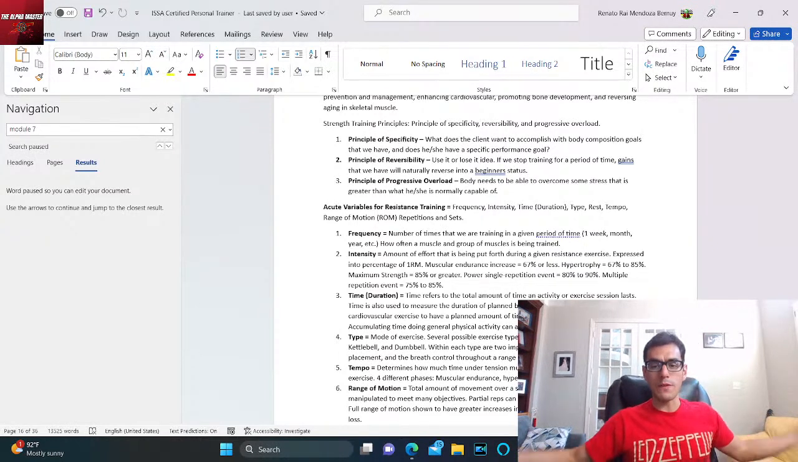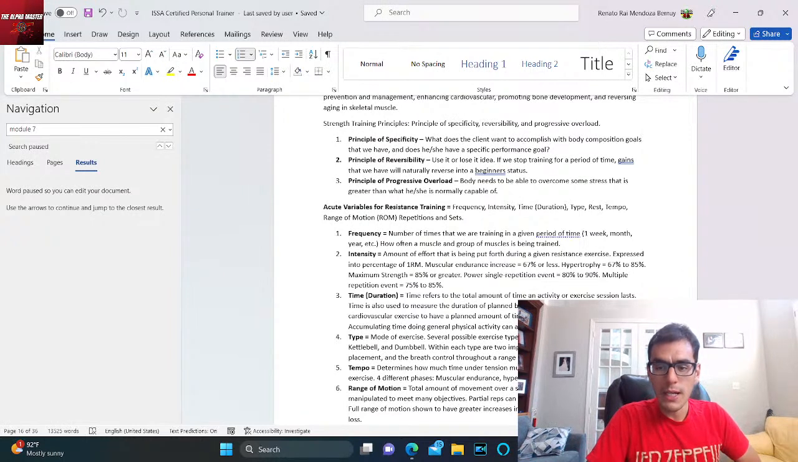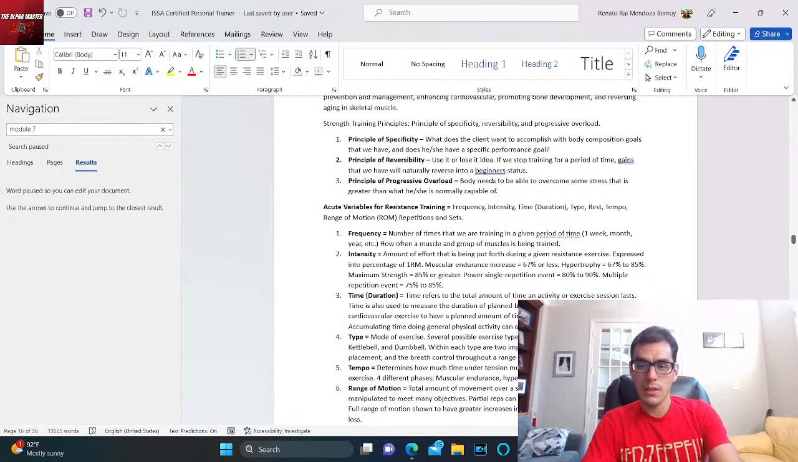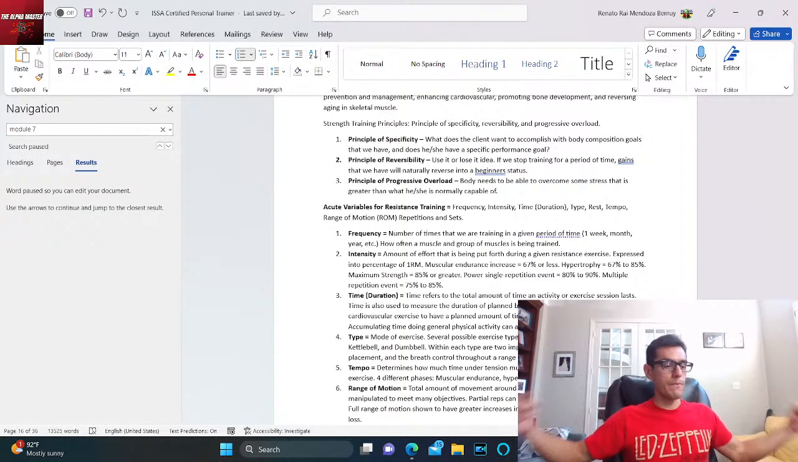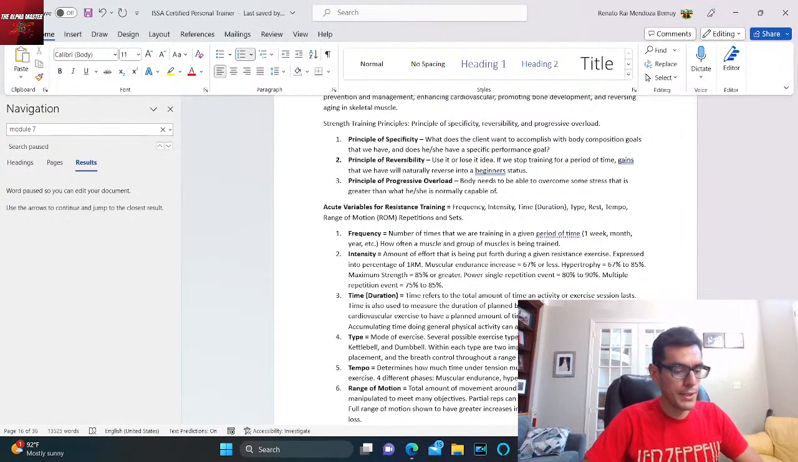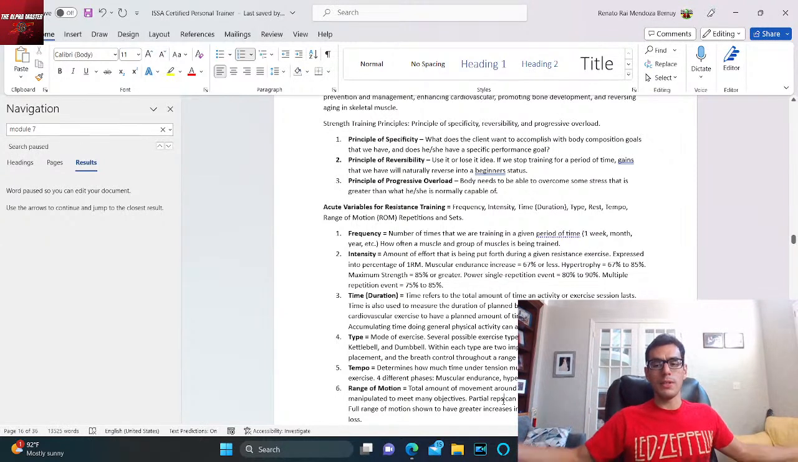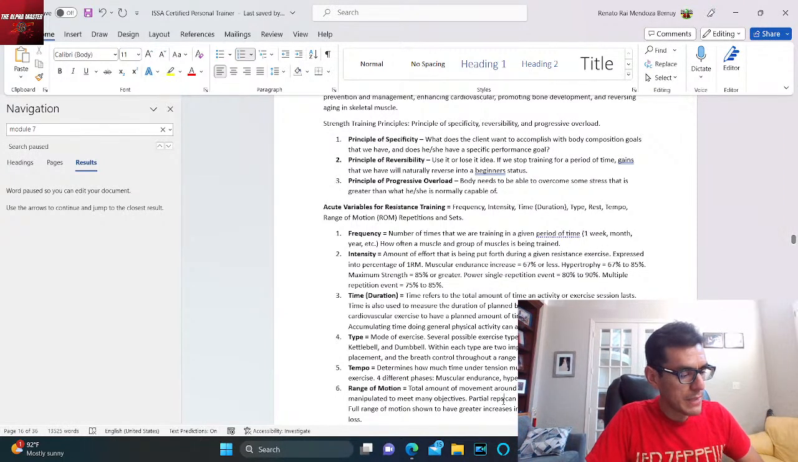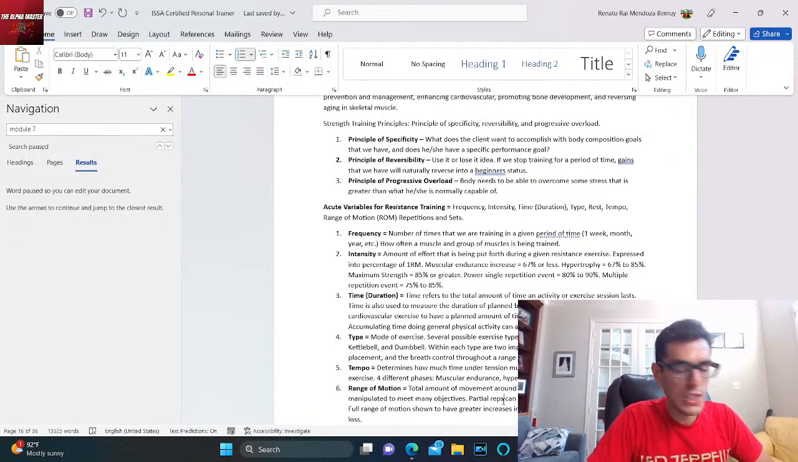The range of motion is the total amount of movement around a specific joint or body part. It can be manipulated to meet many objectives.